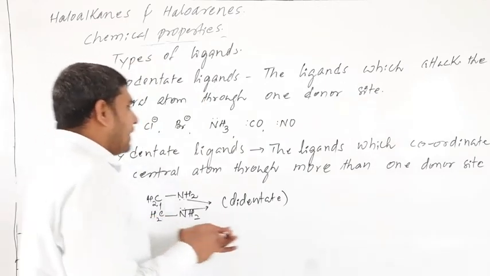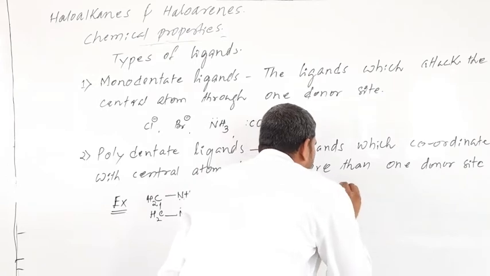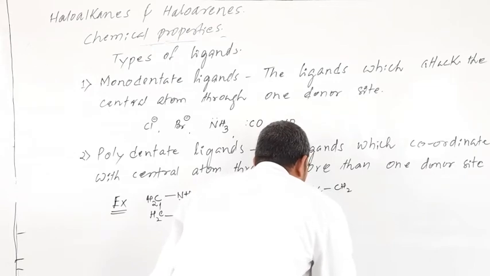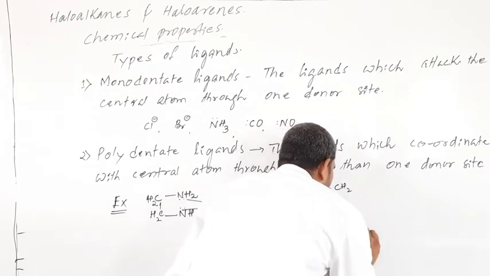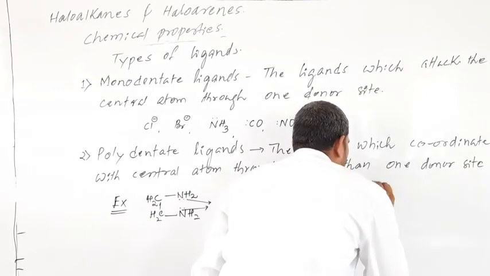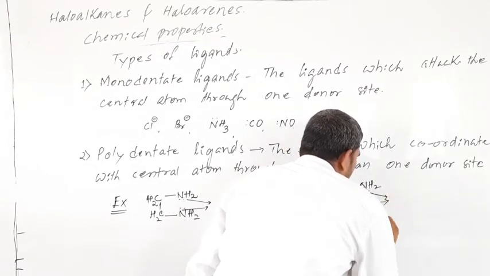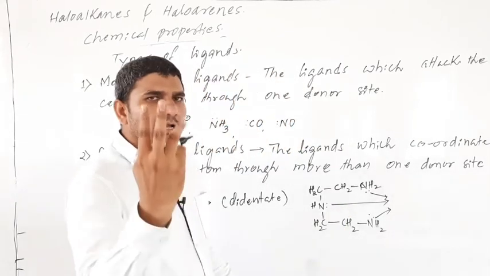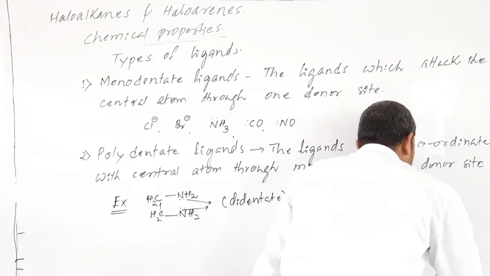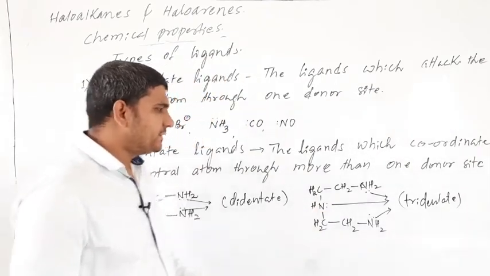Understood? And triethylamine is also an example of a polydentate ligand. Listen, how many donor sites are there? 3 donor sites are there. This is a tridentate. Understood? This is tridentate.